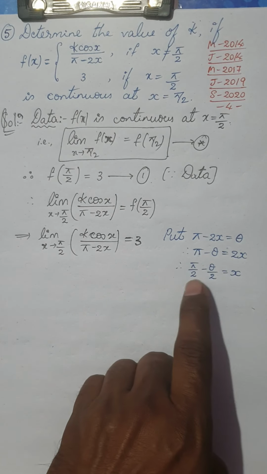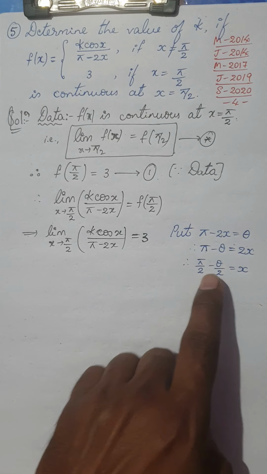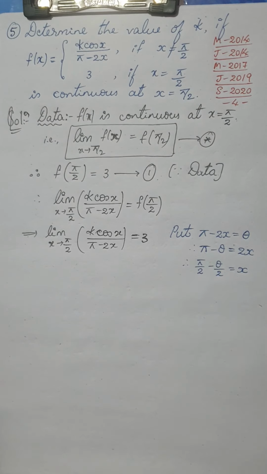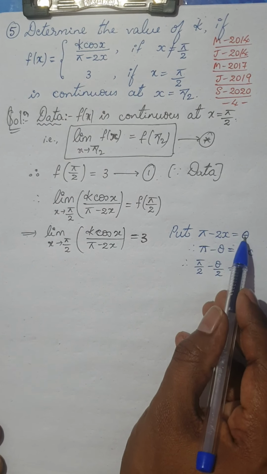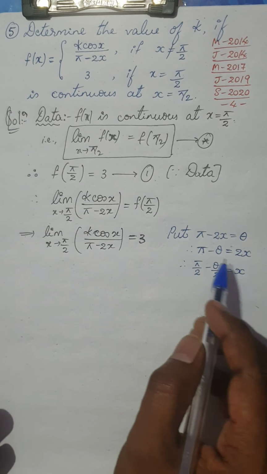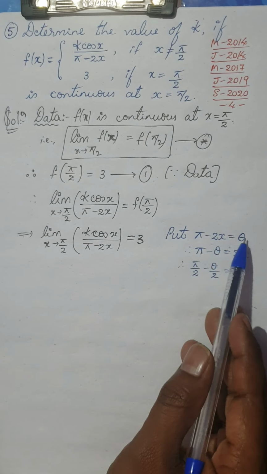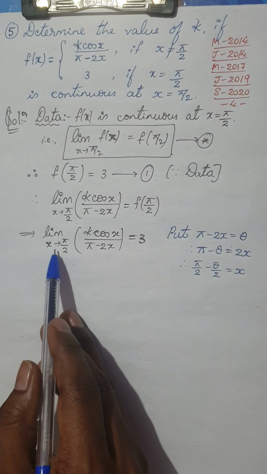So if you split up, you are going to get x is equal to pi by 2 minus theta by 2. This is my x. I substitute for theta. I have to get what is x here. Once this, remember, if you change the variable, my limit will also change.